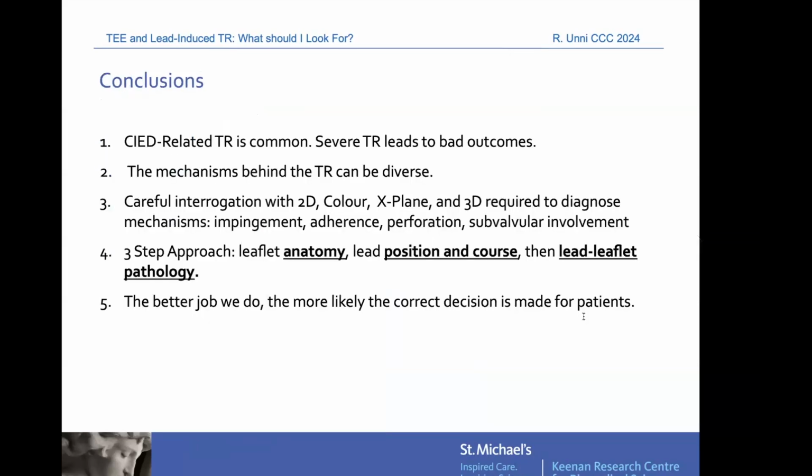So anyways, in conclusion, CIED-related TR is common. Severe TR leads to bad outcomes. The mechanism behind TR obviously can be diverse. Careful interrogation using all the tools you have in your toolbox as an echocardiographer and sonographer is required to diagnose the most common mechanisms: impingement, adherence, perforation, subvalvular involvement.